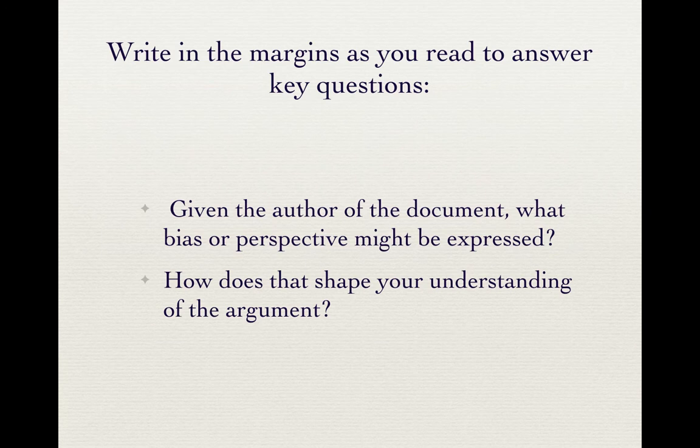And now you're going to question, given the author of the document, what bias or perspective might they have expressed here? We are going to run into a lot of documents where there is bias. People are going to present their perspective. There's going to be things that are left out because they're not going to share that. You, as the historian, need to be aware of it. How does this shape your understanding of the argument?